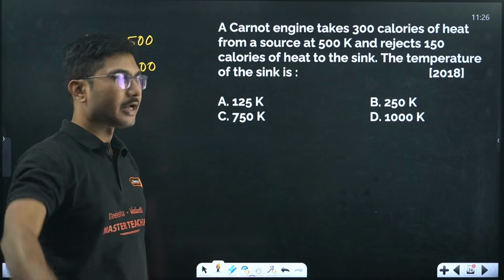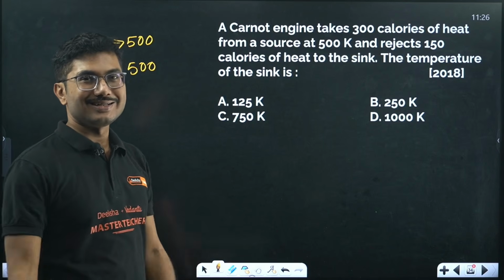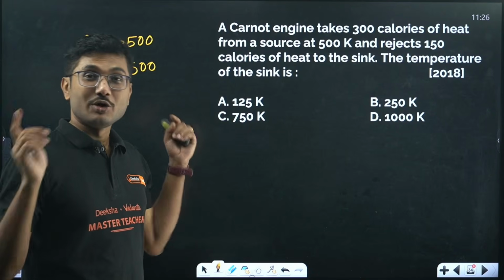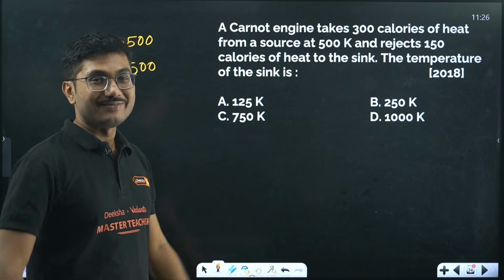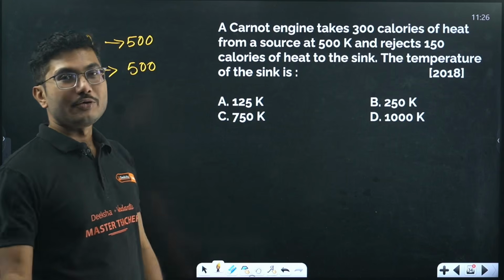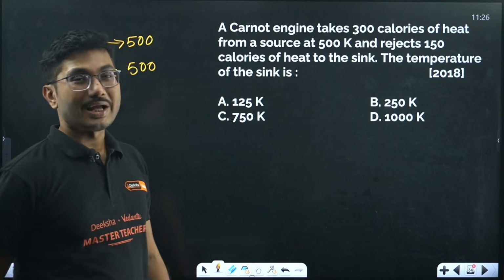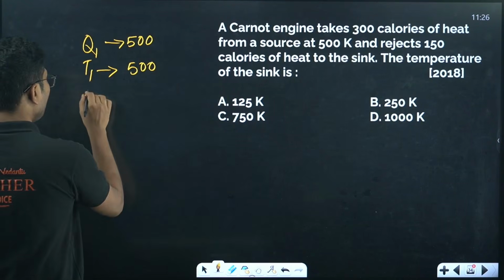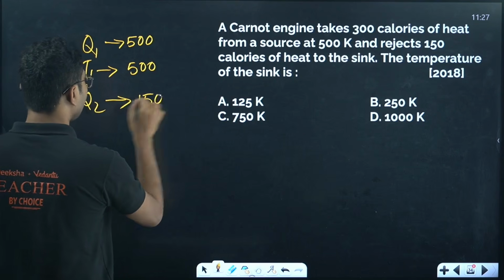Remember, don't forget that. They will say the temperature of the source is 100 degrees Celsius and the sink is 0 degrees Celsius. What is the efficiency? Do not divide by 100 and 0, you get infinite efficiency. That is not possible. You have to convert it into Kelvin, then only you will get the answer. Q2 is also given in this problem, 150 calories, and they ask you what is T2.